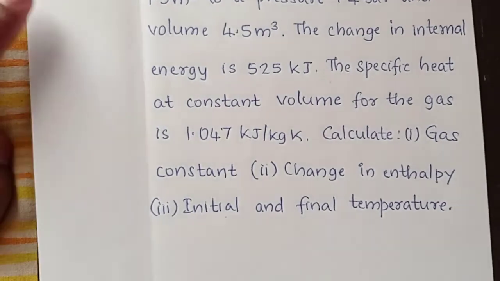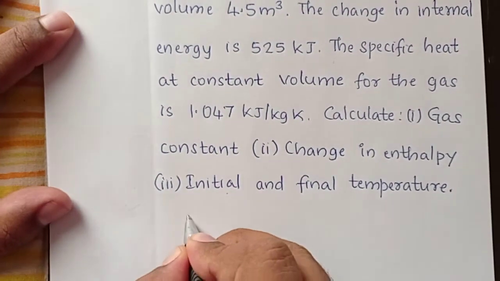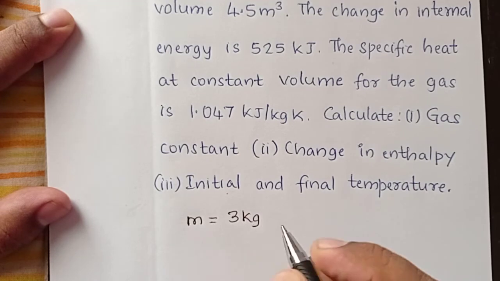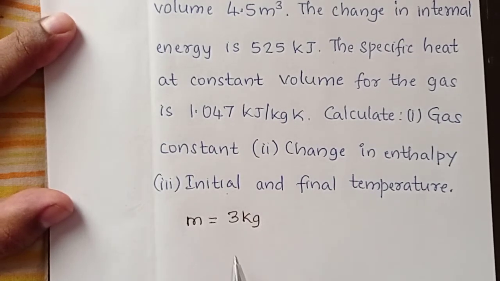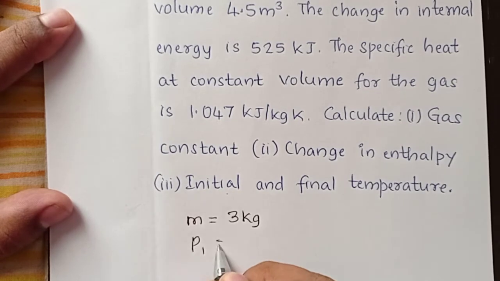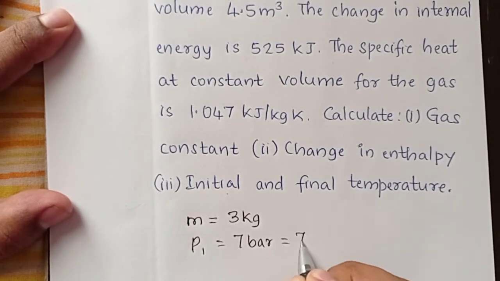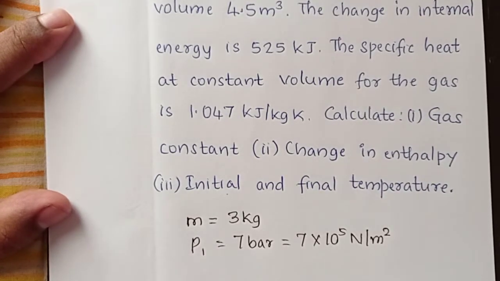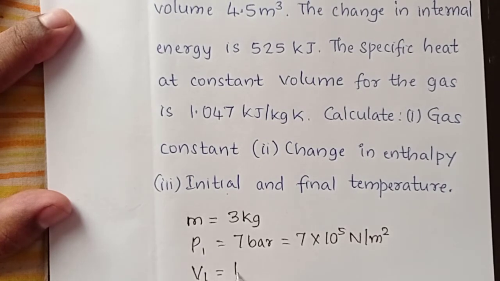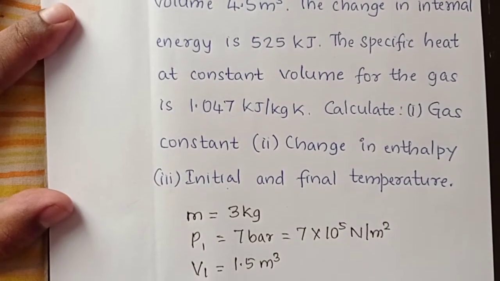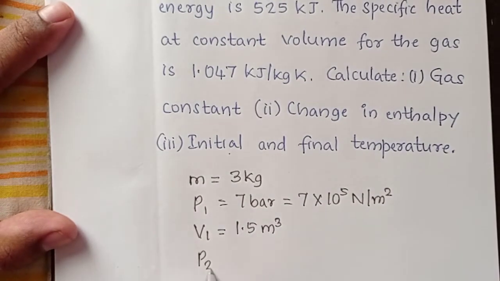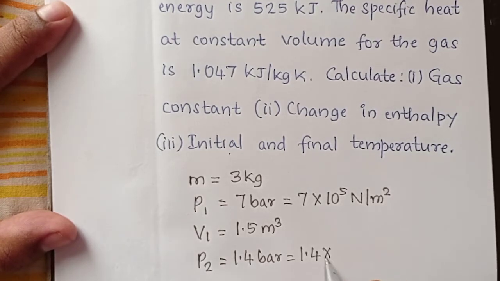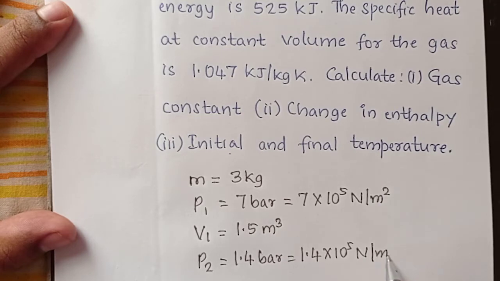So let us write what are the things given in the problem first. It says 3 kg of an ideal gas, so mass given is 3 kg. Then the initial pressure: expanded from a pressure of 7 bar. So P1 is 7 bar, 7 into 10 to the power 5 Newton per meter square. Let us convert this first. Then initial volume is given, that is 1.5 meter cube, to a pressure of 1.4 bar. So P2 is 1.4 bar, that is 1.4 into 10 to the power 5 Newton per meter square.